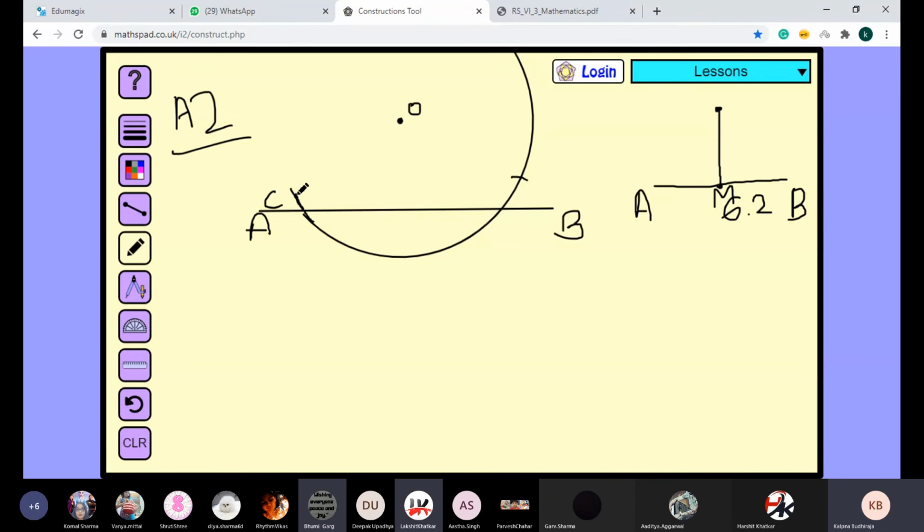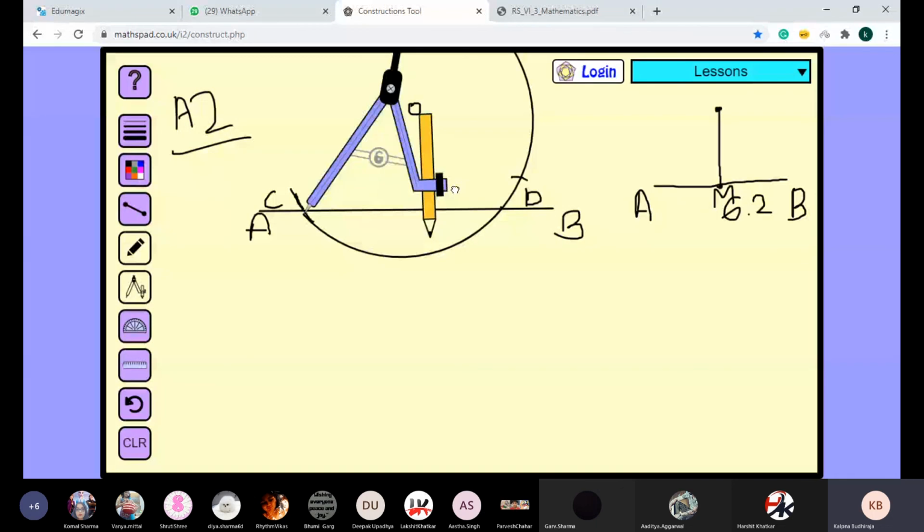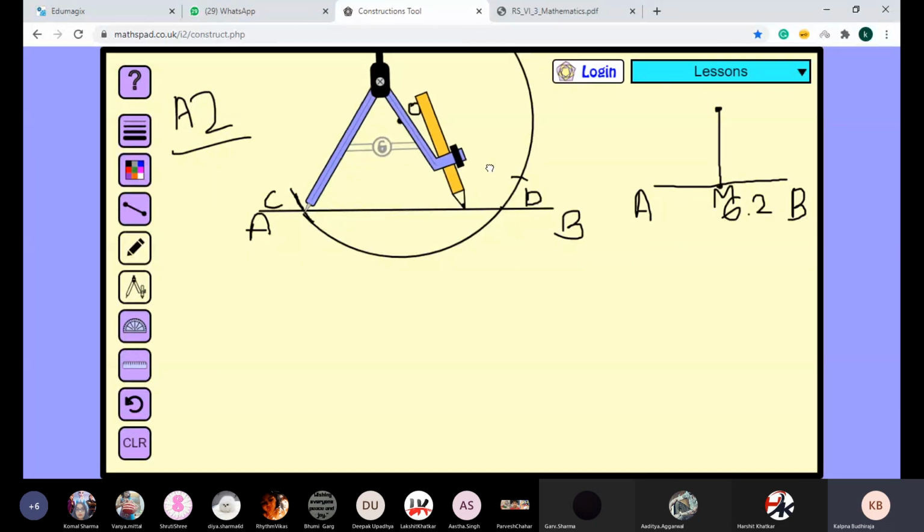Yes, class. Yes, ma'am. Now mark them as C and D. Now place your compass. ठीक है, needle at C and open your compass more than half of CD. देखो बेटा CD measurement से more than half लेना है, exactly half भी नहीं लेना, more than half. Okay.